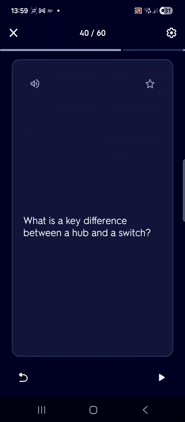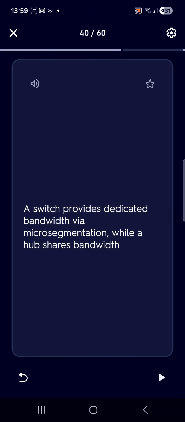What is the key difference between a hub and a switch? A switch provides dedicated bandwidth via micro-segmentation, while a hub shares bandwidth.